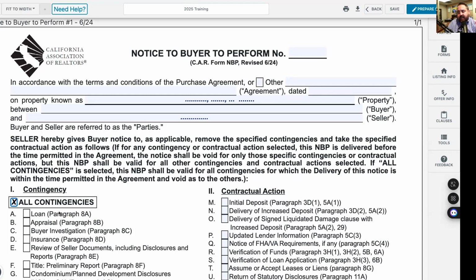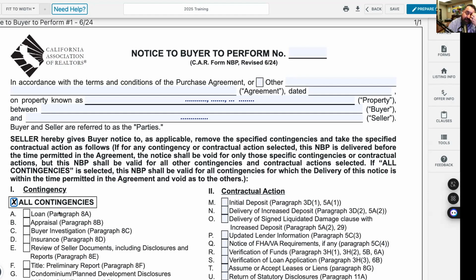So listing agents especially, you have to start embracing the idea of notices to perform. And also keep in mind, if a deal's going to fall apart, most of the time, no matter what we try to do, it's going to fall apart. So I just want to show my seller that I'm doing everything I possibly can to keep this transaction moving forward.